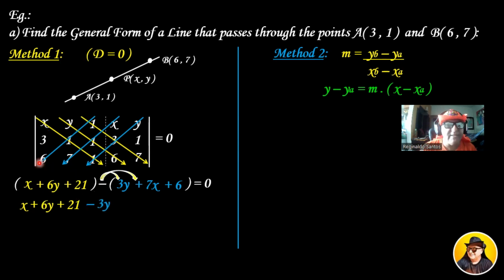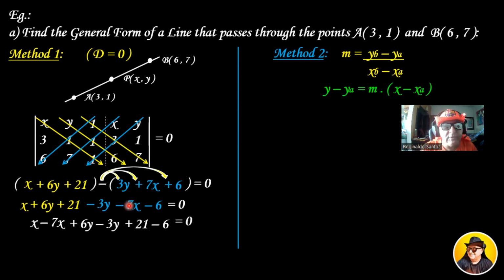Minus times plus 7x is minus 7x. And minus times plus 6 is minus 6. Equals to 0. Okay, now let's join the groups together, since they have the same family. So the family of x and minus 7x, and plus 6y and minus 3y, and plus 21 minus 6, equals to 0.